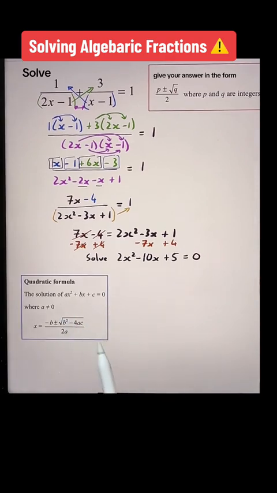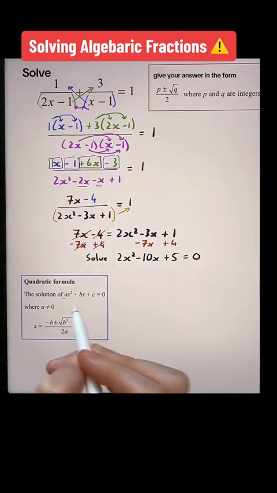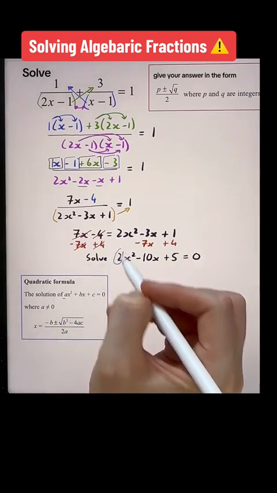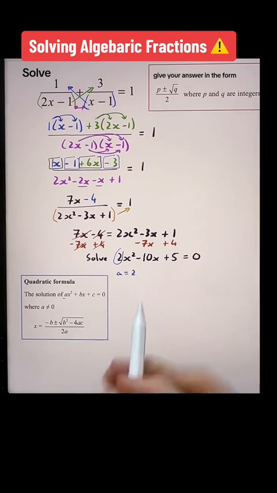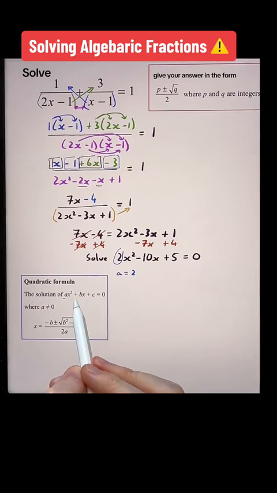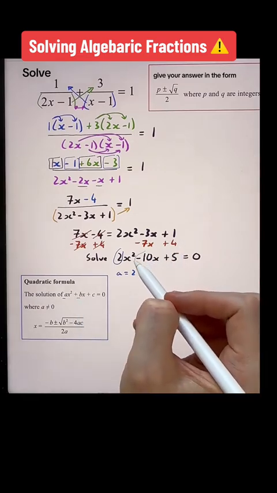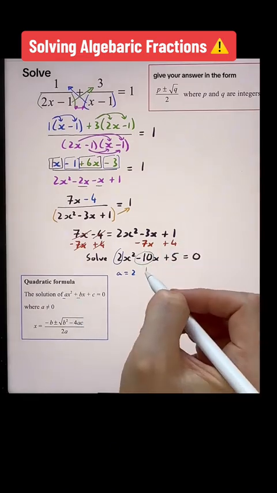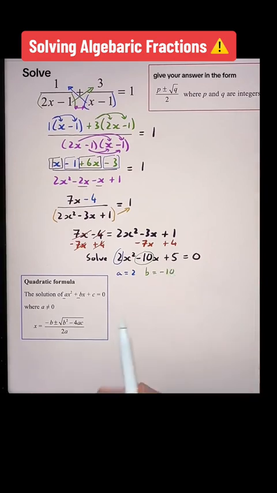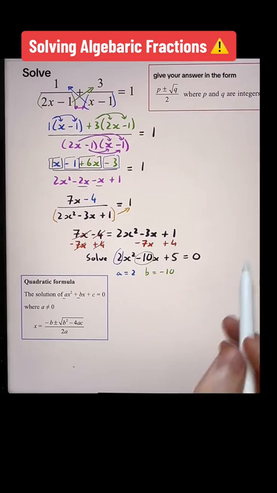Reading off my values for a, b, and c, I know a is the number in front of the x squared term. In this case, a is positive 2. My value of b is my number in front of my single letter of x. In this case, b equals negative 10. We must take the sign. And my value for c is my number term. In this case, c is equal to positive 5.